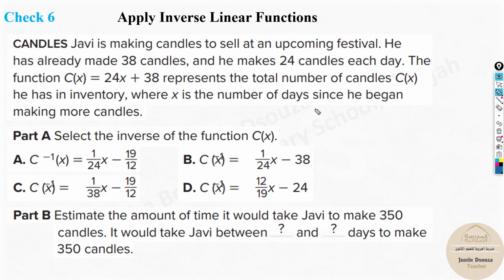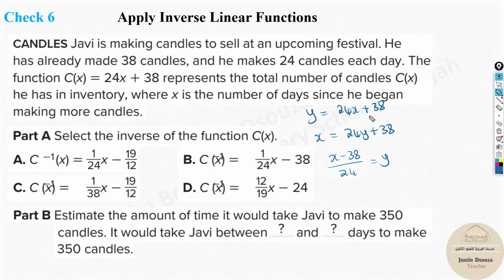C of x is y, that is equal to 24x plus 38. And now we swap x and y. X is equal to 24y plus 38. And now we need to solve for y. So take everything to the other side. X minus 38 divided by 24 equals y.